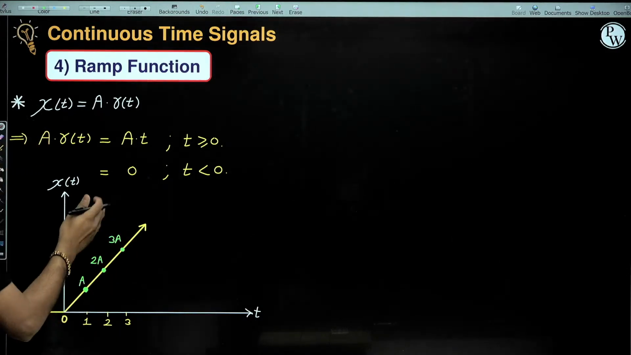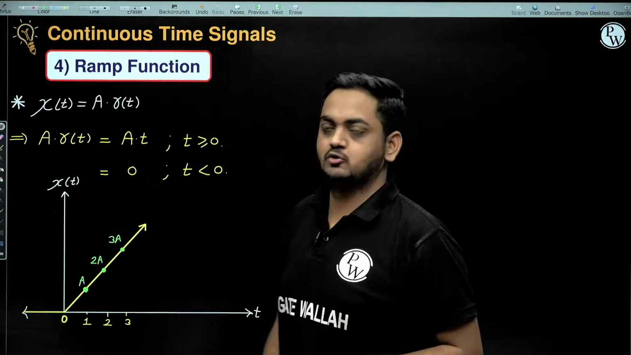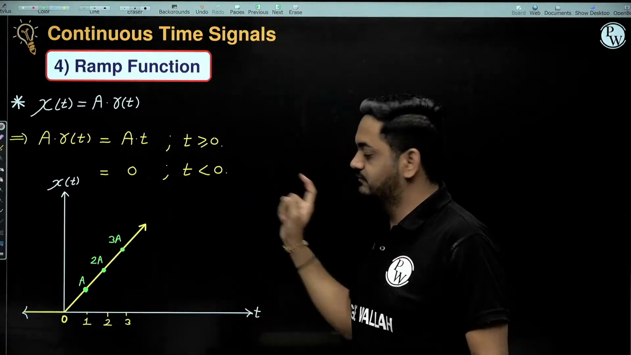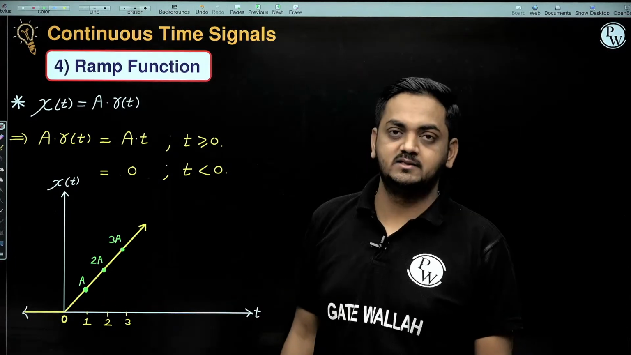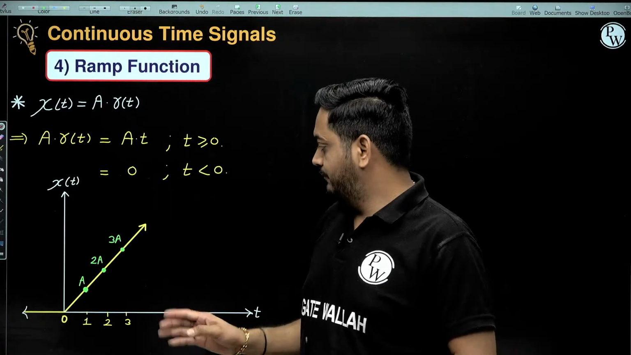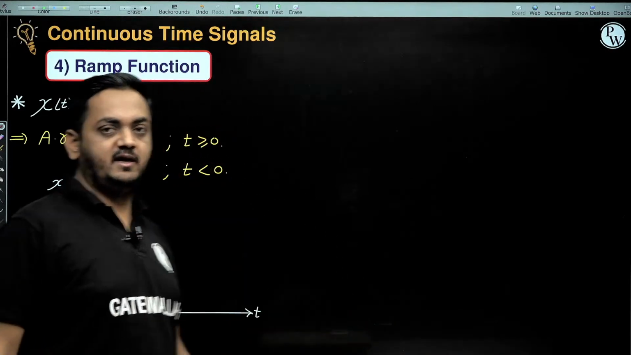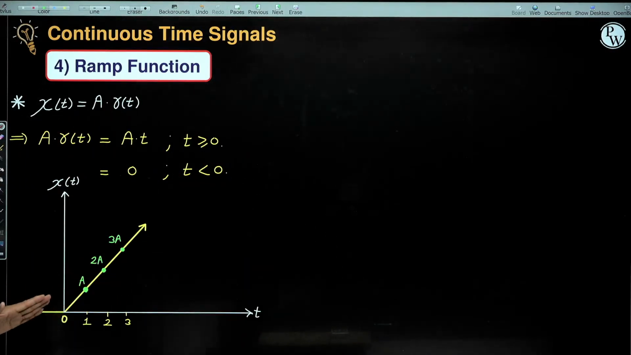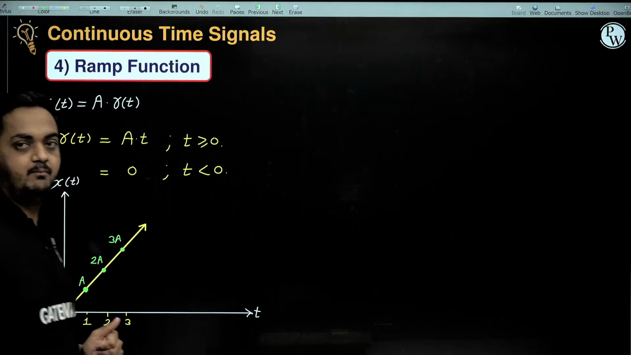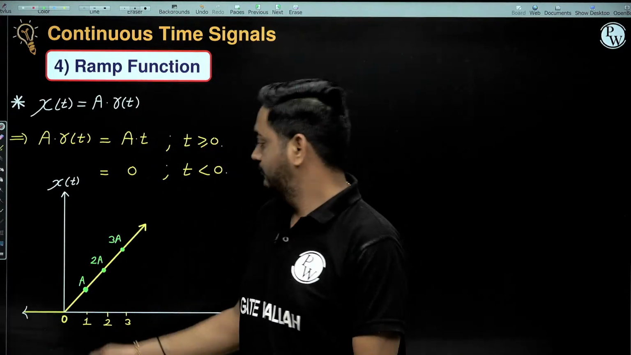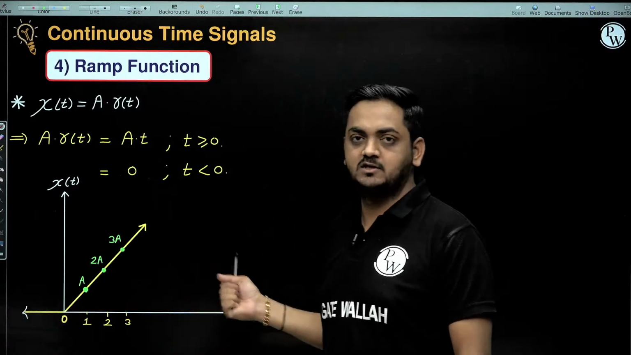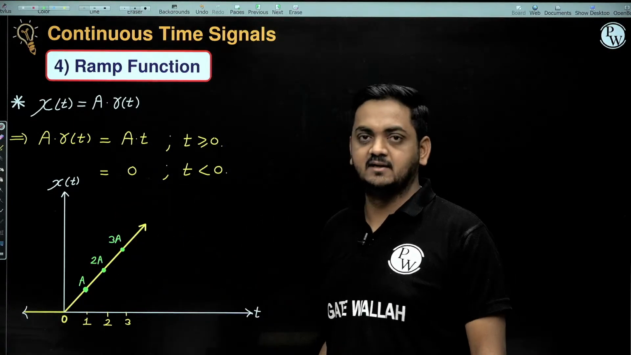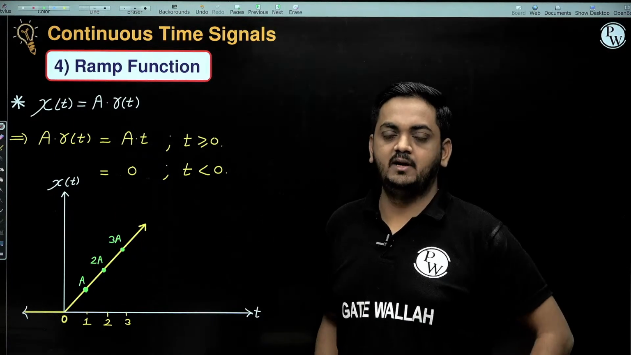As this is an increasing function towards the right side, you will get a positive slope, guys. If from left to right the amplitude is increasing, then you get a positive slope. If from left to right, as we move from t equal to minus infinity to plus infinity, the amplitude is linearly decreasing, then the slope will be negative.